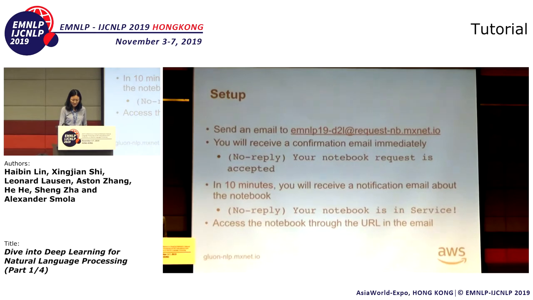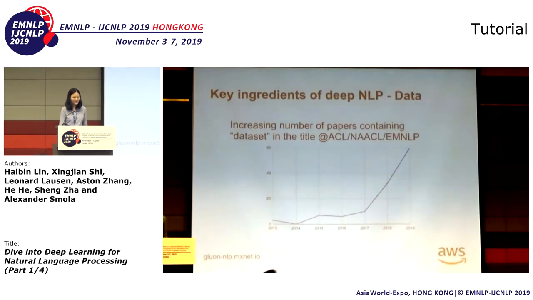All right, so before we get into the hands-on, the more interesting part, I also want to talk a little bit about the motivations of why we built this library. Since the revolution of deep learning, there have been several paradigm shifts in the research community, and the most prominent one is the data. Six years ago, around 2013, if we count the number of papers with the word dataset in the title, there are fewer than 10 papers.